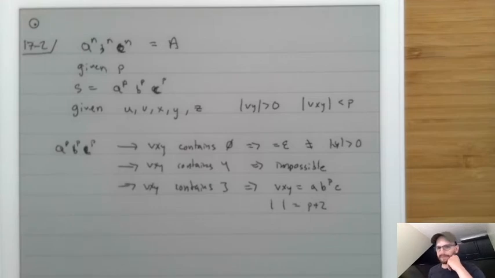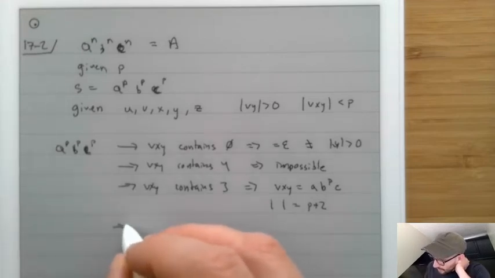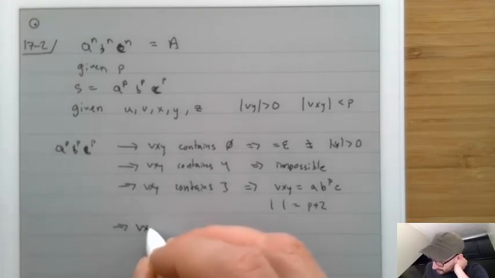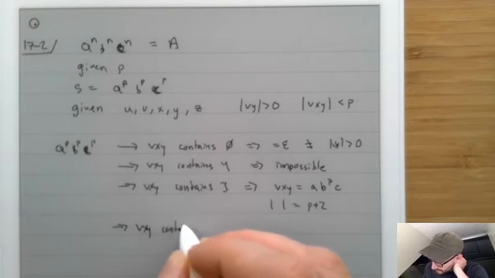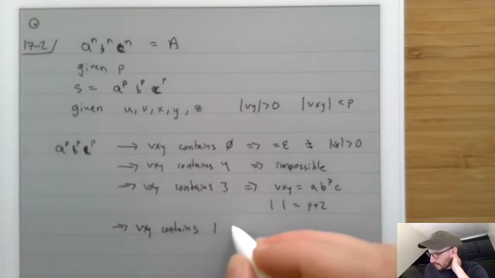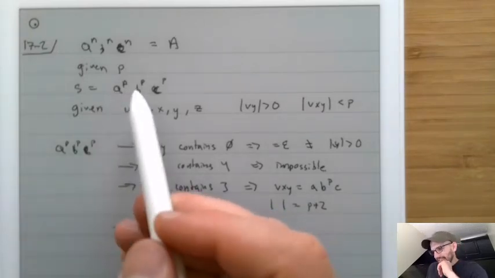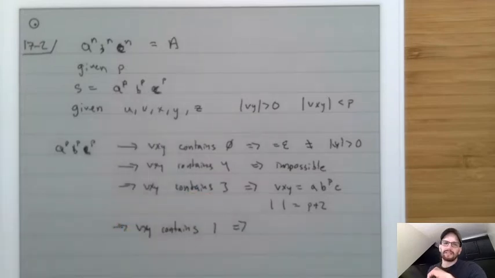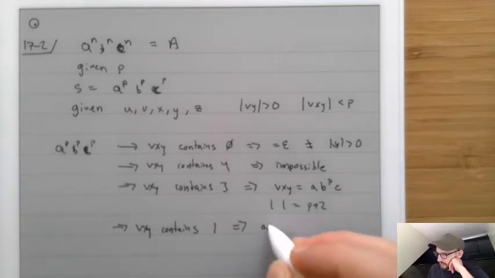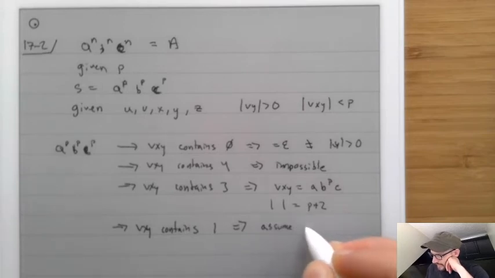All right, we're on a roll. What if it contains 1 thing? Well, what does that mean? That means it contains either only a's, only b's, or only c's. So it doesn't matter which one it chooses. Let's just assume that it contains a's. So we'll assume it has a's.